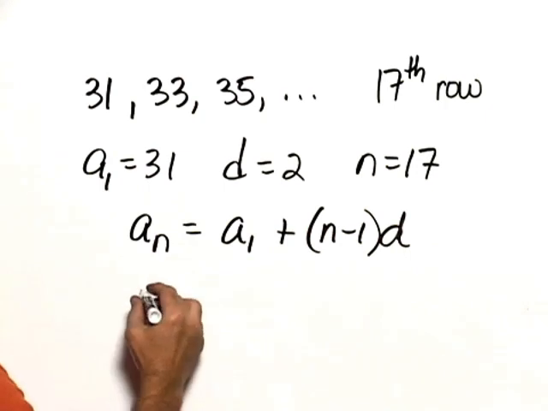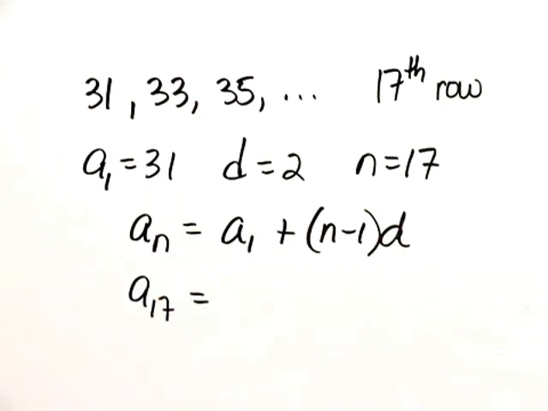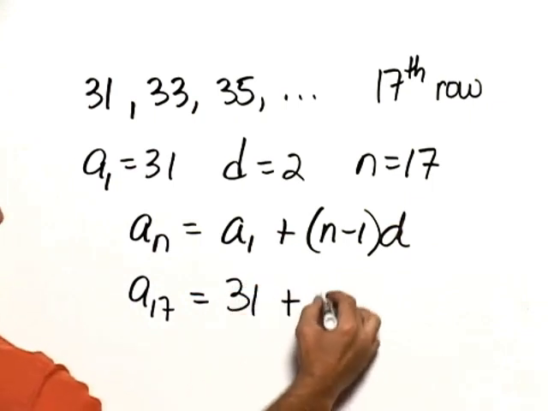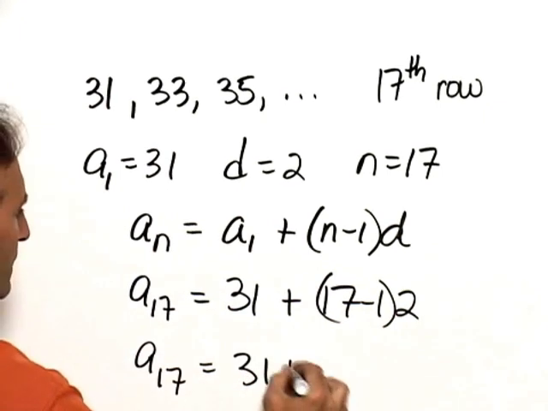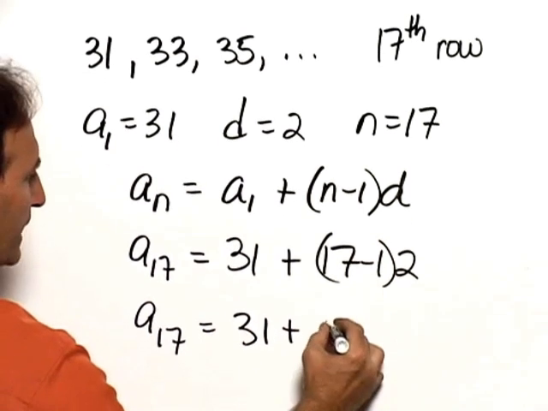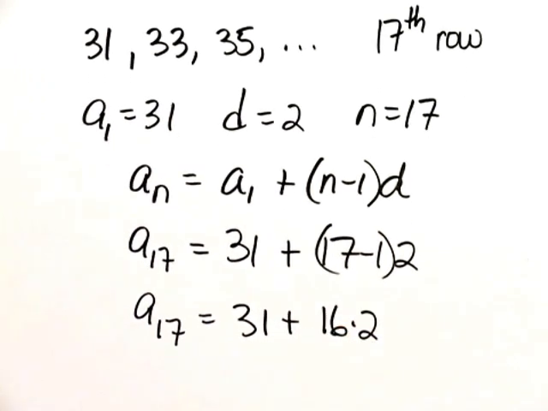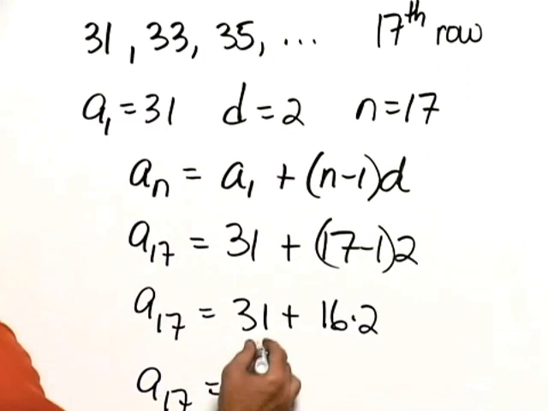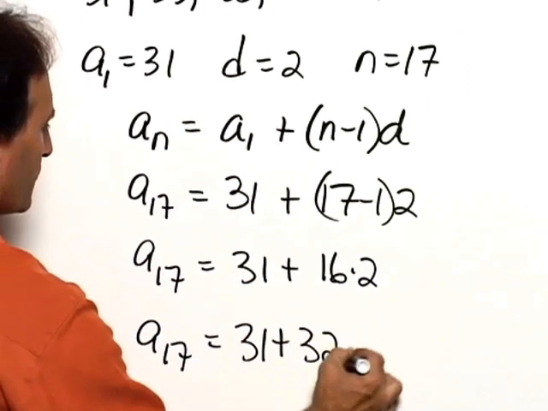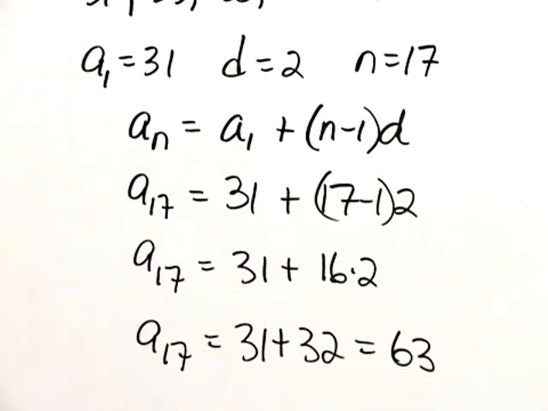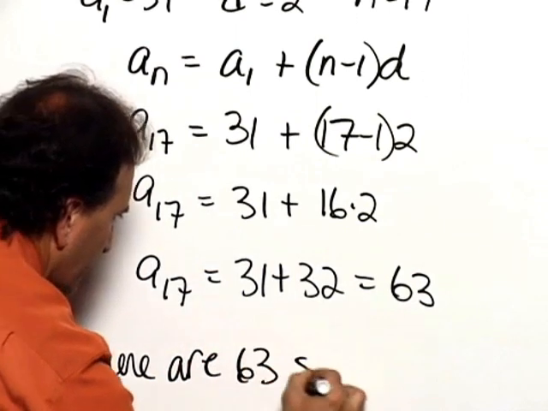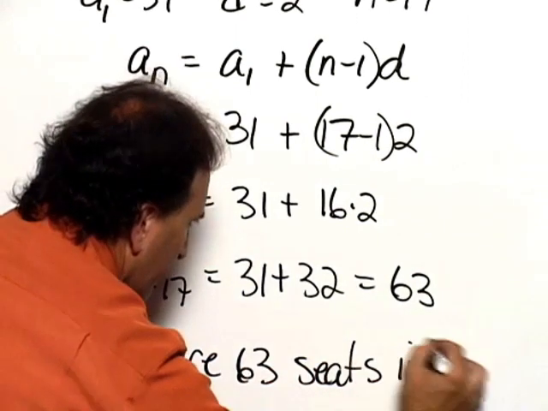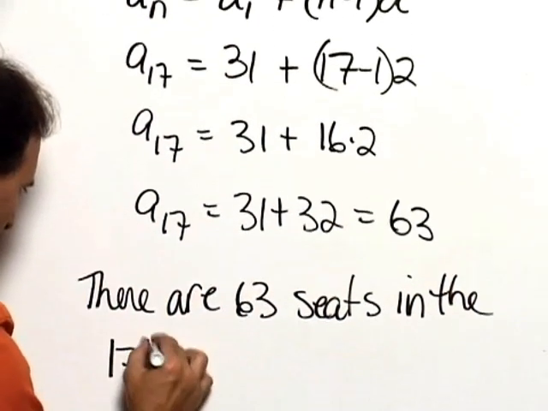And we now substitute in: a sub 17 is equal to 31 plus 17 minus 1 times 2. A sub 17 is equal to 31 plus 17 minus 1, which is 16, times 2. That means a sub 17 is 31 plus 32, which is equal to 63. So there are 63 seats in the 17th row.